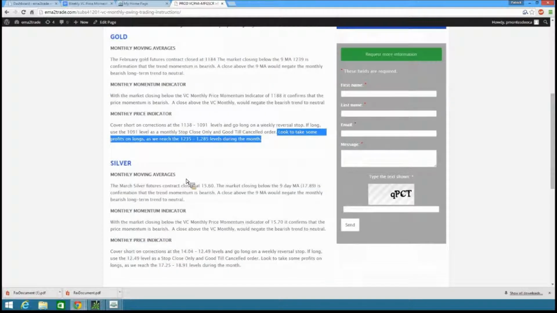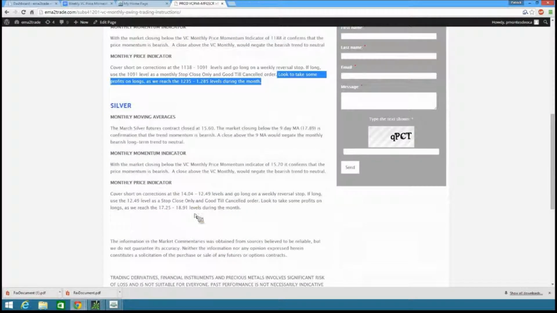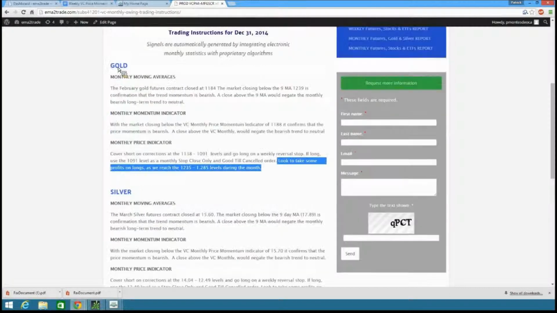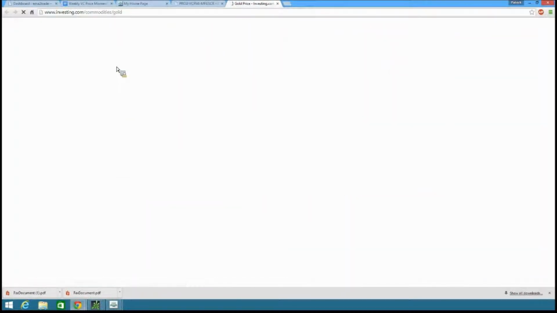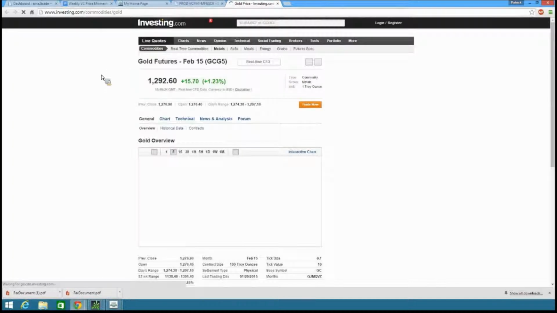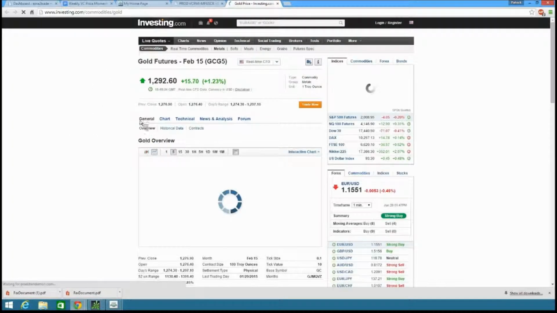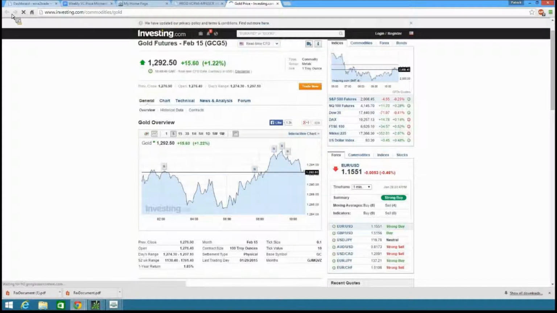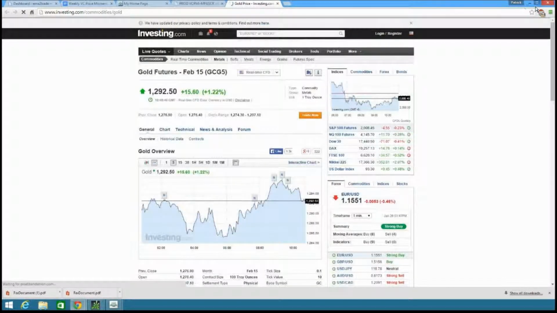For the silver market, and by the way, if you click on the link for the gold market, it will take you to investing.com, which is a great site that gives you all of the market technical data that you want to take a look at, in addition to all the specific information that we give you. It is a great website to be able to surf as well.